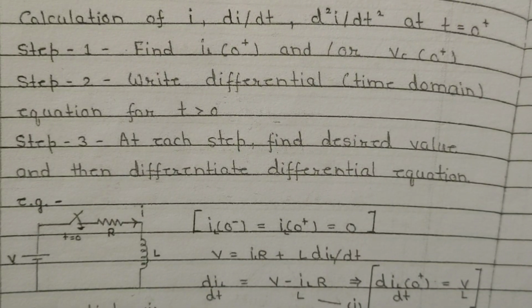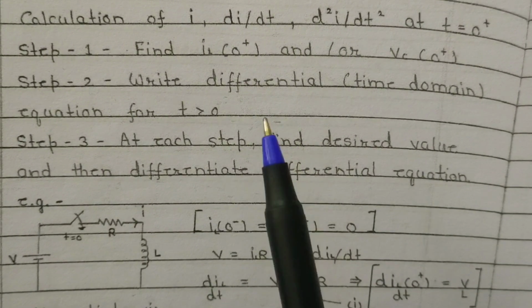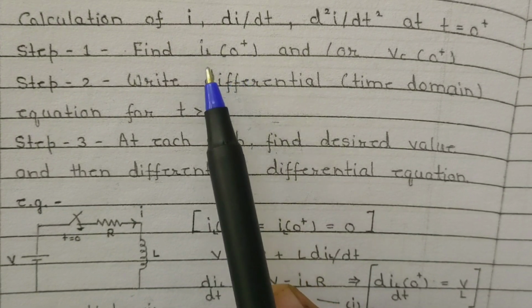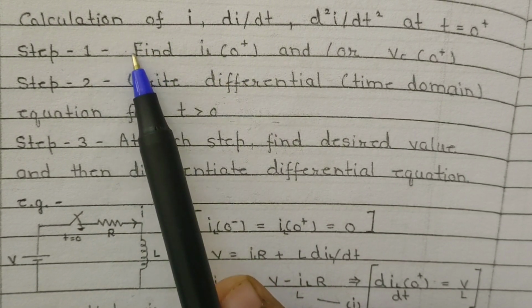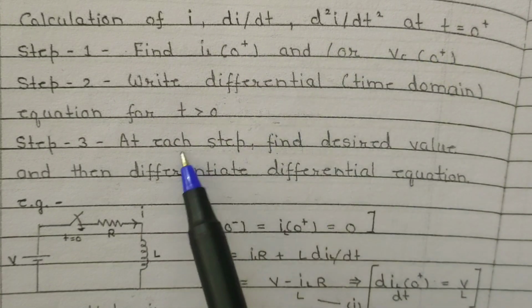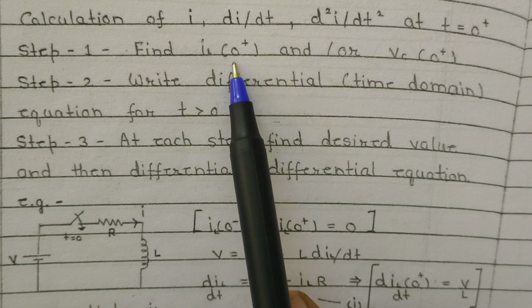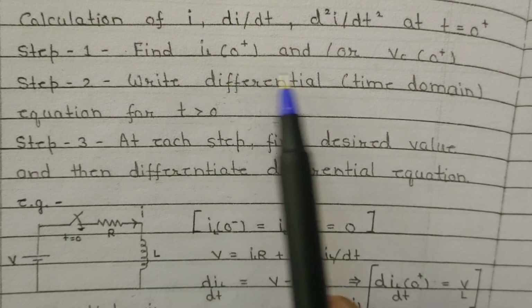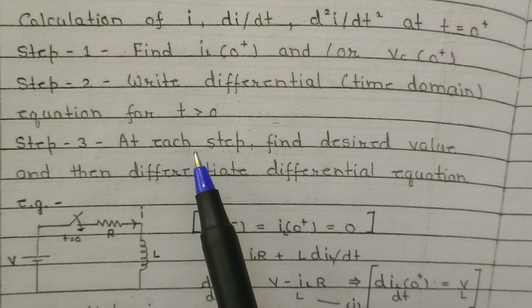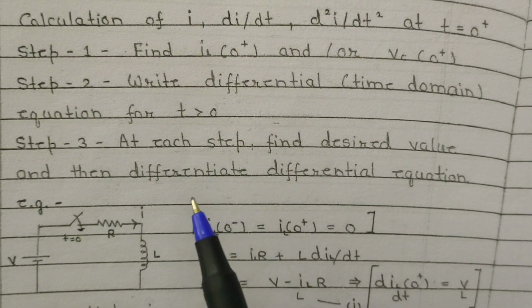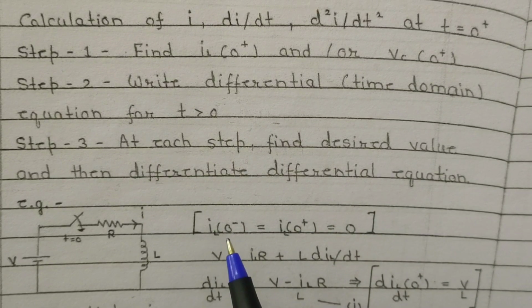I will give some tips on how to solve such types of questions, different types of questions. First, while calculating i, di by dt, d square i by dt square at t equals 0: first you have to find IL of 0, the initial inductor current or initial capacitor voltage. Now, write differential equations for time period greater than 0. At each step, find the desired value and differentiate the differential equation.